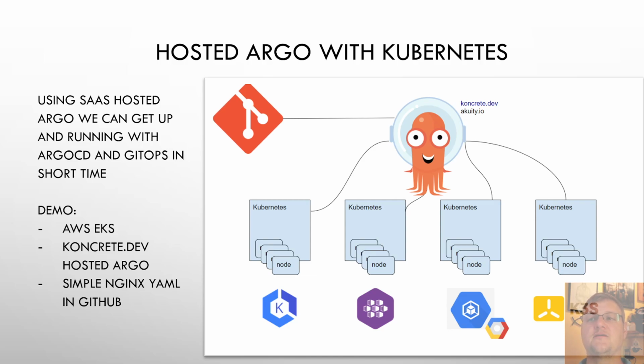So in our demo, we're going to demo it with AWS EKS. We're going to use Concrete Dev hosted Argo, so I'll show you what that looks like. And the app that we're doing, and again, that's checked into that Docker with tests repo I mentioned earlier, is a simple Nginx Hello World example.